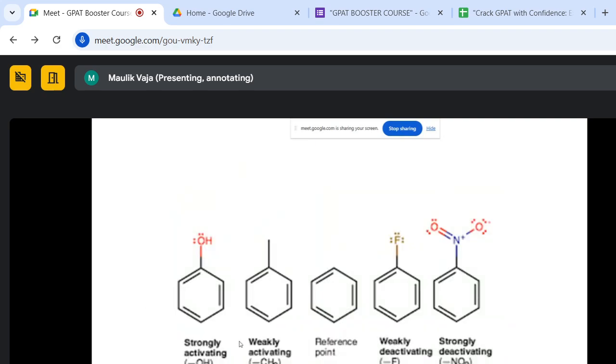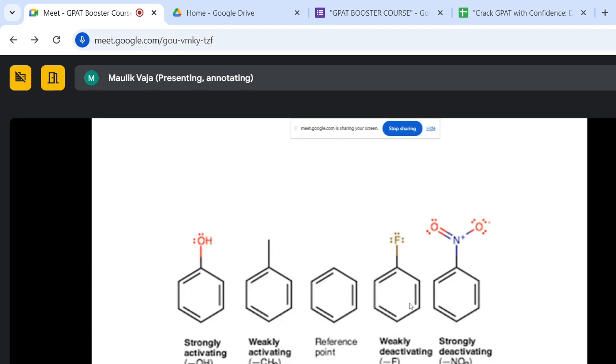So here we can see benzene is the reference point. Activating group means electron donating group. For example, methyl is a weakly activating group, while OH in phenol is a strongly activating group, because carbon has low electronegativity and oxygen has high electronegativity. So oxygen can donate electrons more. Oxygen has a lone pair of electrons and it can donate electrons more as compared to methyl. That's why it becomes a strongly activating group.